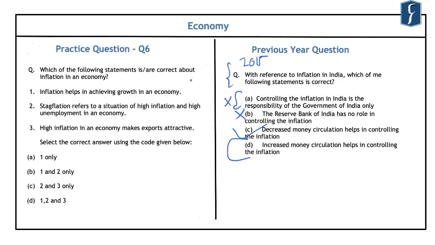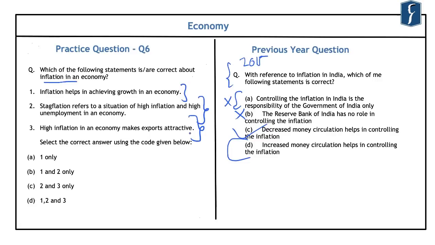Now, if you look at this practice question, it reads, which of the following statements is or are correct about inflation in an economy? Now, the first statement is that inflation helps in achieving growth in an economy. Second is that stagflation refers to a situation of high inflation and high unemployment in an economy. And the third statement is that high inflation in an economy makes exports attractive. So if you look at this first statement, it reads, inflation helps in achieving growth in an economy.